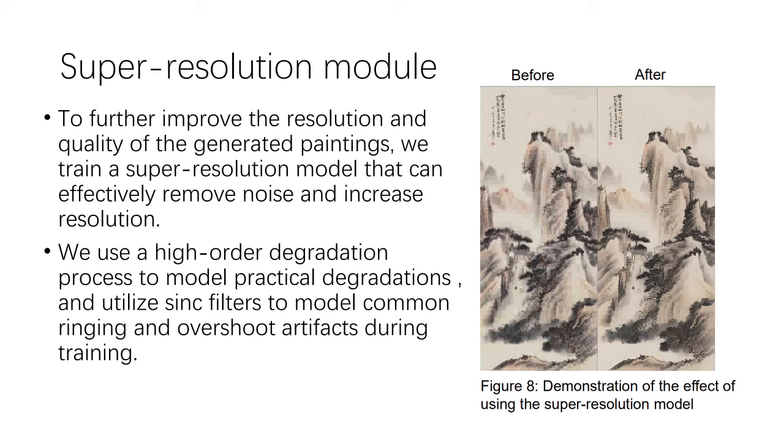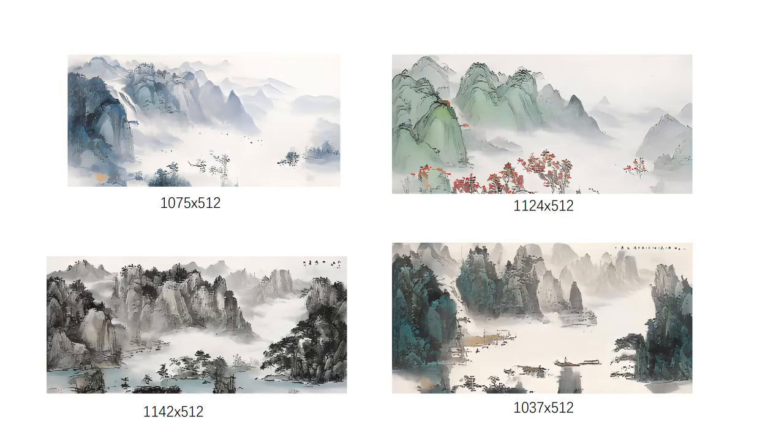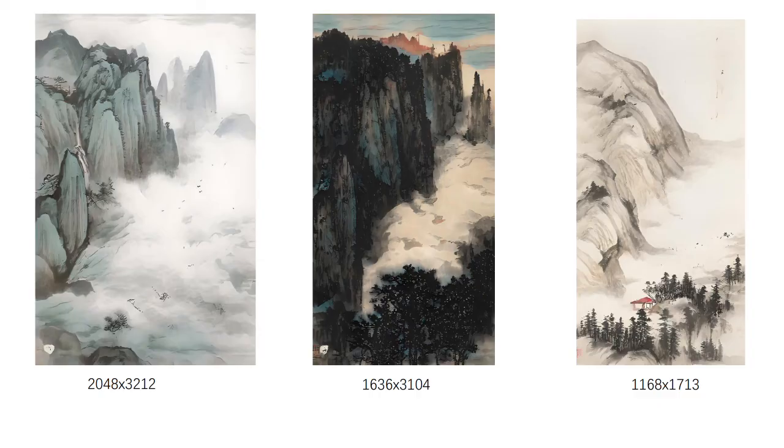In addition, we use a high-order degradation process to model practical degradations and utilize sinc filters to model common ringing and overshoot artifacts. The super resolution model trained with synthetic data is able to enhance details while removing annoying artifacts for the generated landscape paintings. Here are some paintings generated by our system. We can see that the results generated by our proposed system can achieve high resolution while maintaining excellent continuity and integrity. Moreover, our system can generate paintings with different aspect ratios.